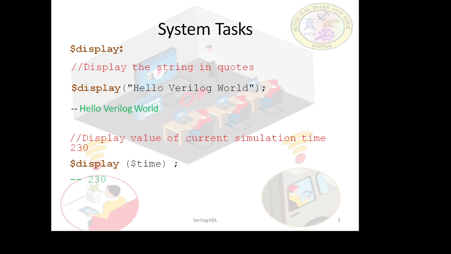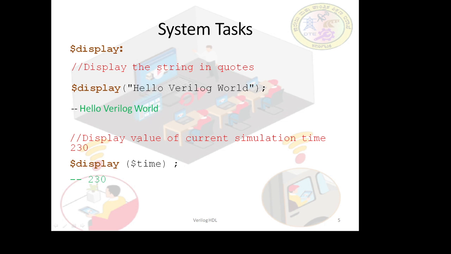So first we'll see the display keyword. The $display, that is a dollar followed by display, is a keyword used for displaying a message onto the screen. Here is an example for displaying hello Verilog world. For that we need a dollar followed by display, and then within the parentheses, within the double quotes, we have the text hello Verilog world, then close the parenthesis and terminate it with a semicolon. After the statement has been executed, the message displayed on the screen is hello Verilog world.